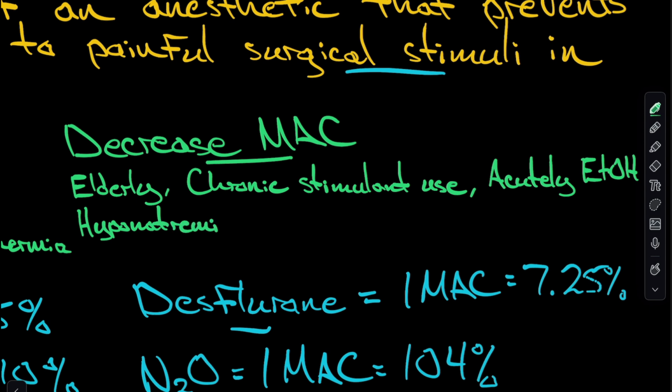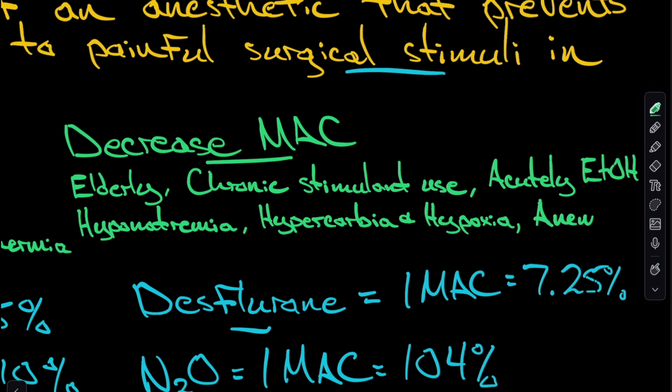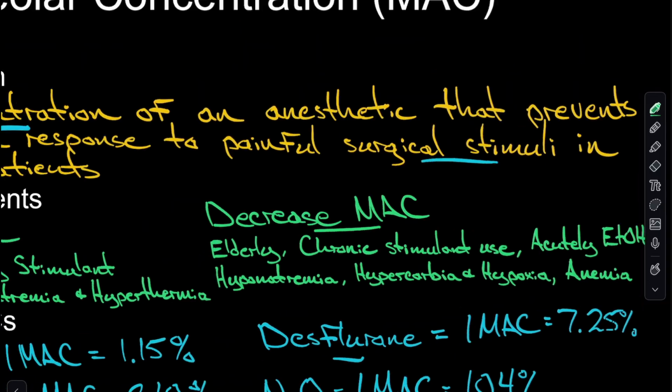Hyponatremia is going to decrease your MAC requirements. Hypercarbia and hypoxia will both decrease your MAC requirements. Hypothermia as opposed to hyperthermia would decrease your MAC requirements. Pregnancy, and then anemia. If someone's anemic below a hemoglobin of 5, can also decrease your MAC requirements.